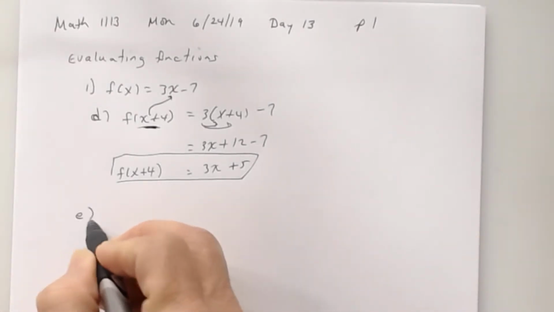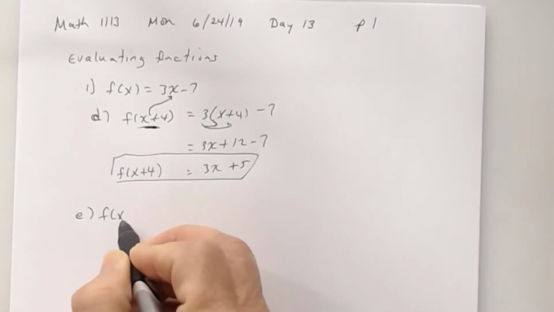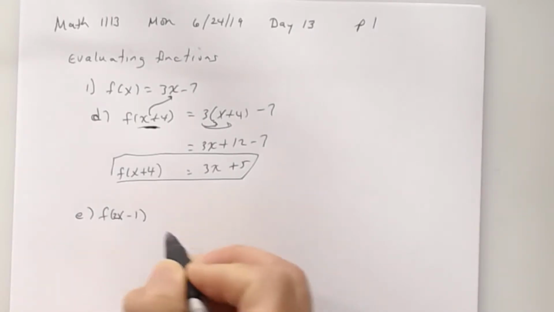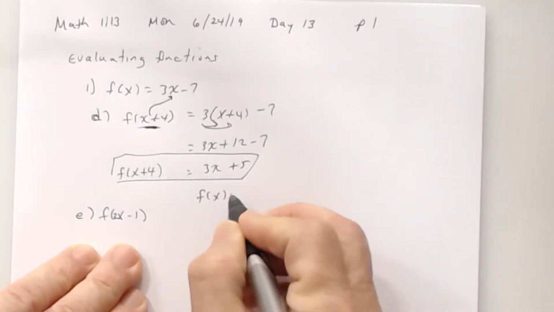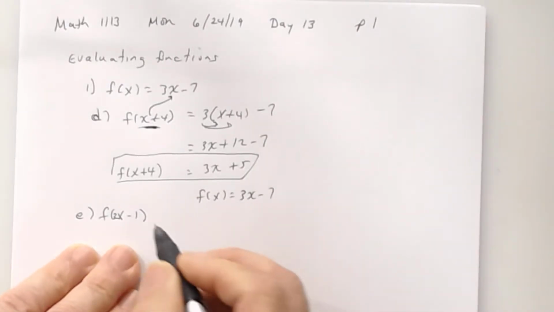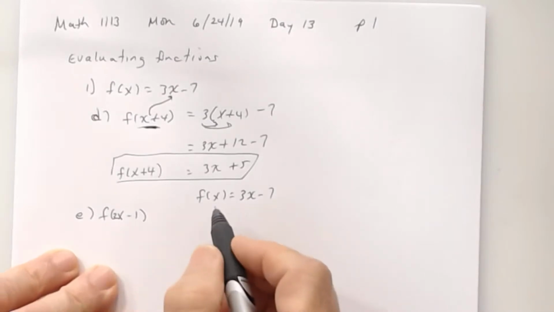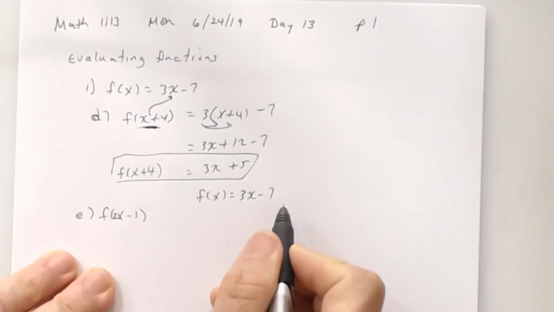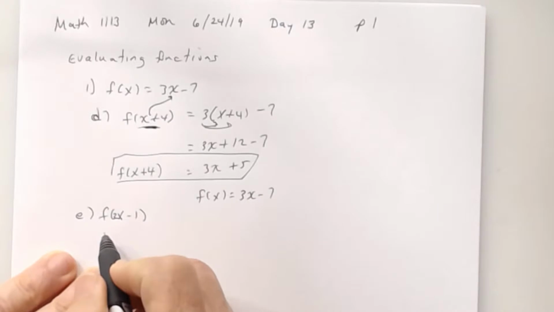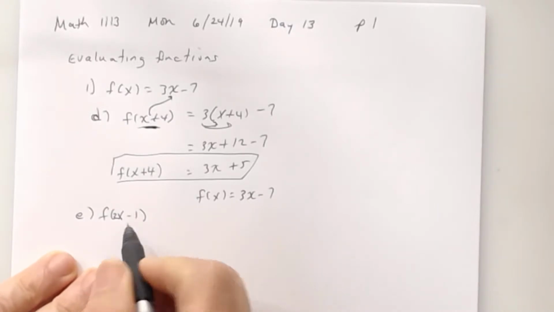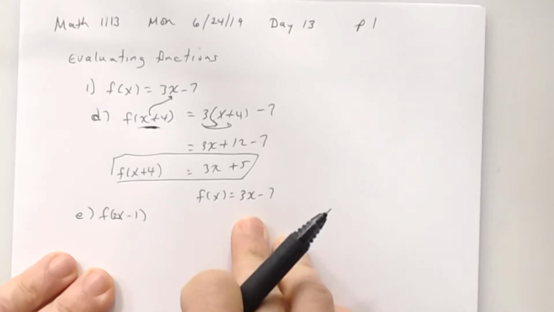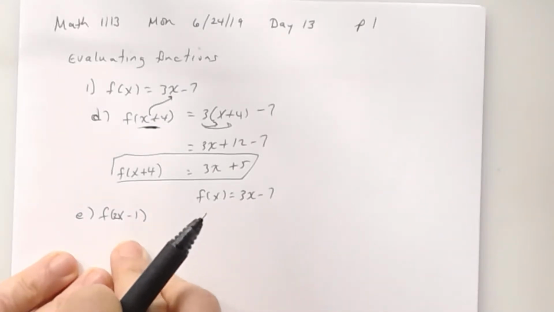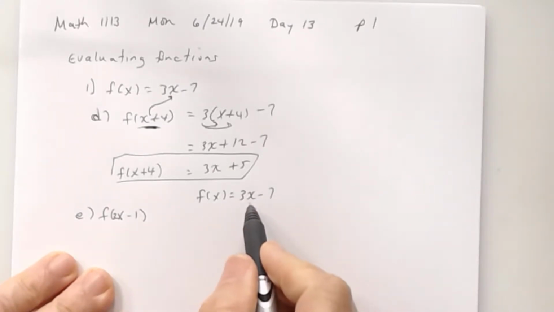Okay, and then E, you want to find f of 2x minus 1. So I'm going to go ahead and rewrite the function again. So my function is f of x equals 3x minus 7. So if my function is 3x minus 7, then what is f of 2x minus 1? So I already know what f of x is. f of x is 3x minus 7. But I want to find out what f of 2x minus 1 is. So in place of the variable x, what do I substitute?